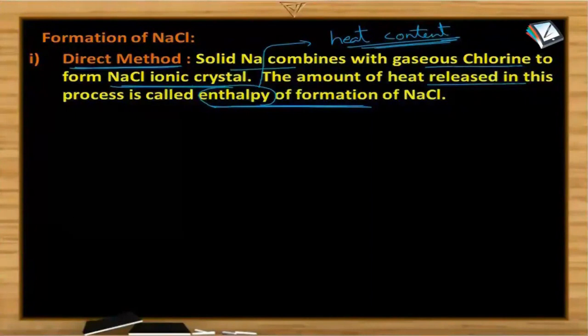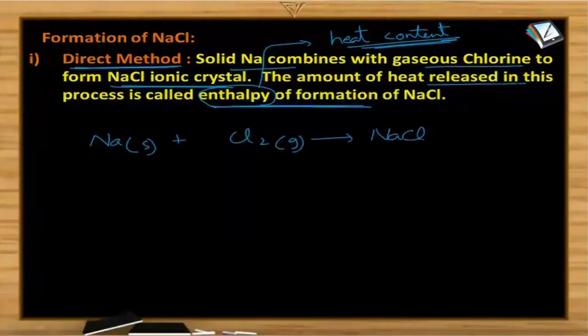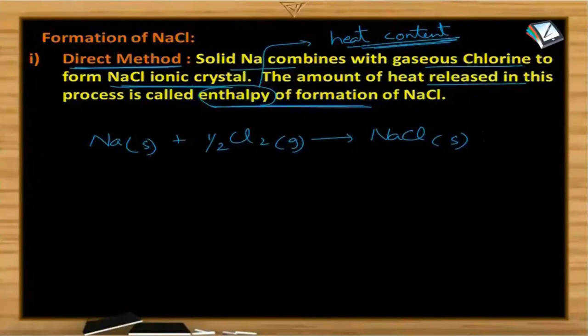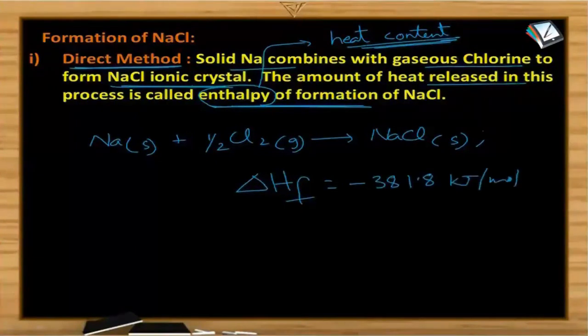So when we write the equation, it is like this. Sodium in the solid state combines with chlorine in the gaseous state, and that results in the formation of solid sodium chloride. In order to balance the equation, we take half a mole of chlorine gas. In this process, the amount of energy released we represent with delta HF, that is heat of formation, and that value is equal to minus 381.8 kilojoules per mole. Generally, we never prefer to learn the values, but if you are writing your board level examinations, it is better to learn at least the values for the formation of the sodium chloride crystal.